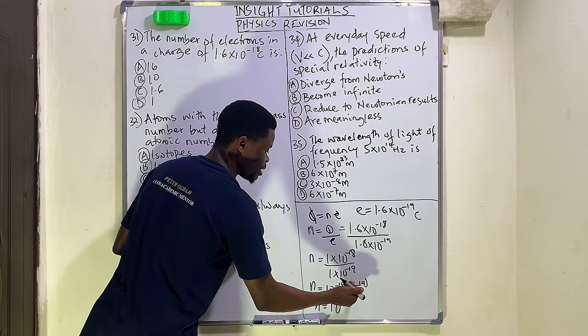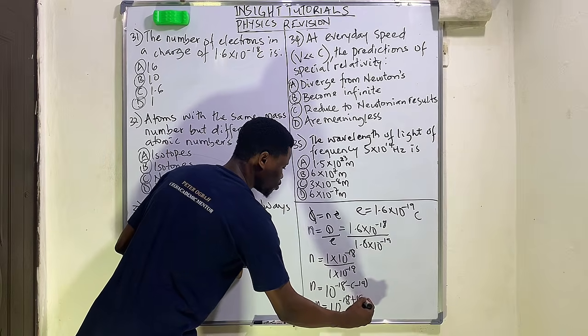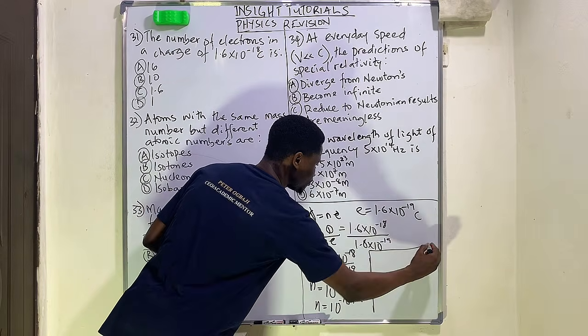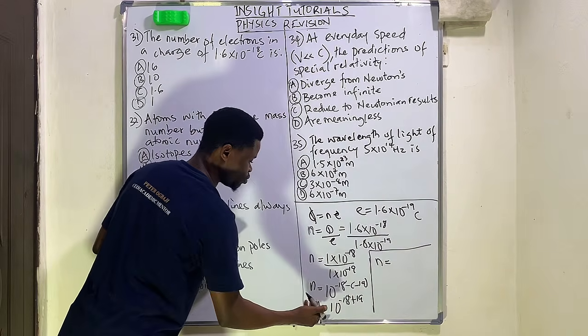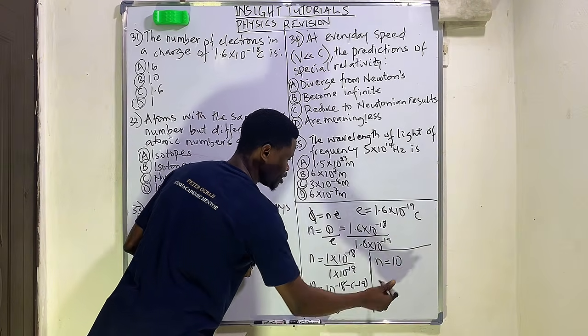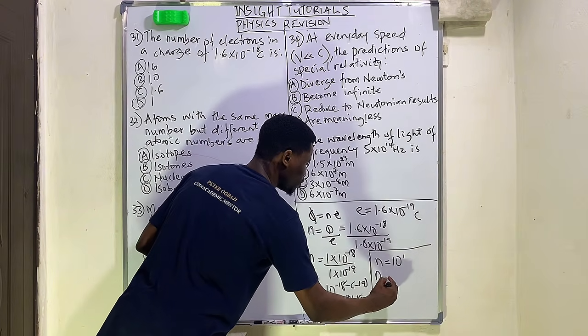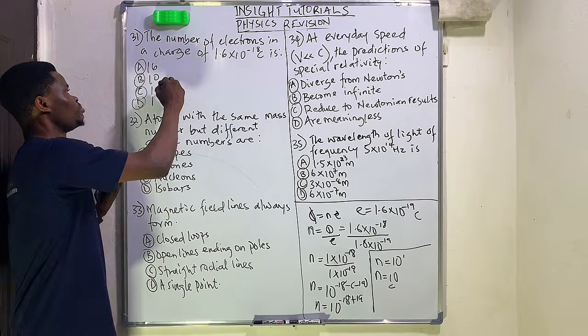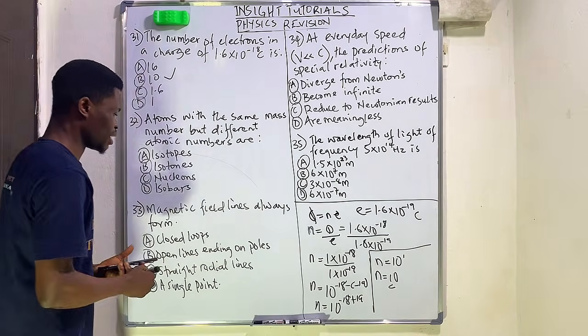This is minus 18. Minus becomes plus 19. So it happens that our n is equal to 10 minus 18 plus 19, which is 10 raised to the power 1. So the number of electrons is 10. It happens that option B is the correct answer.